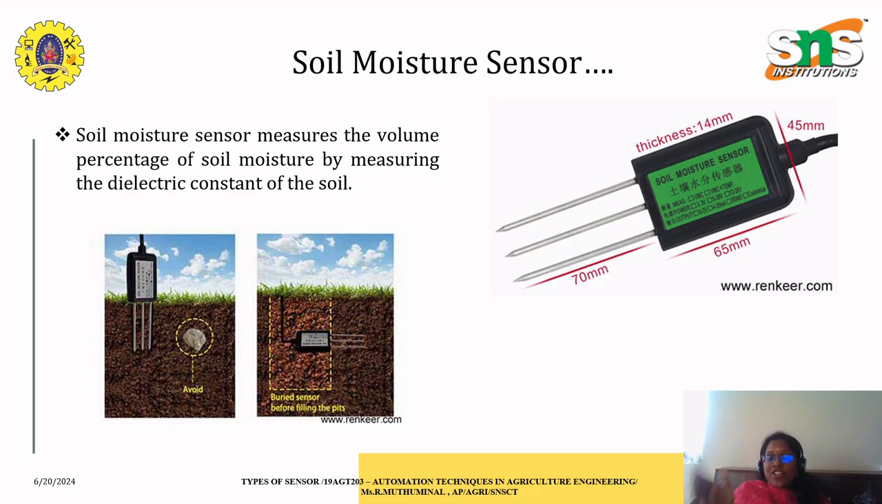Usually the moisture level is directly proportional to the crop yield. So it is necessary for us to maintain the moisture level of the field so that the yield will be of very good quality. That is why we have designed a soil moisture sensor.